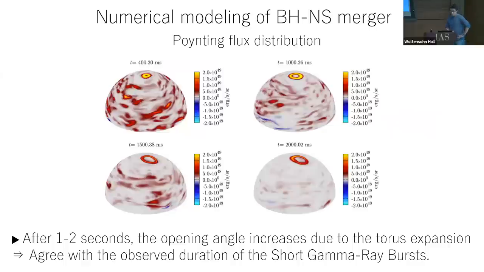What is interesting in our model is that the typical duration of short gamma-ray bursts could be explained. This figure shows the Poynting flux distribution on the sphere with a certain radius at selected slices. In the initial phase, because the tunnel region, the opening angle, is small, let's say 10 degrees or something like that, you have a very intense Poynting flux distribution. But with the expansion of the torus, this tunnel region becomes something like this, which means that the Poynting flux decreases while the luminosity stays constant. So after 2 seconds, the Poynting flux becomes low, which means that the time scale of 1 or 2 seconds in short gamma-ray bursts may be associated with the neutrino cooling time scale and the angular momentum transport time scale.